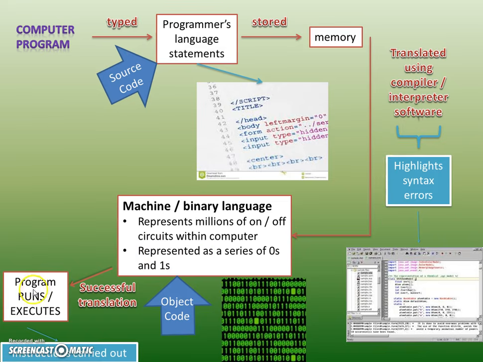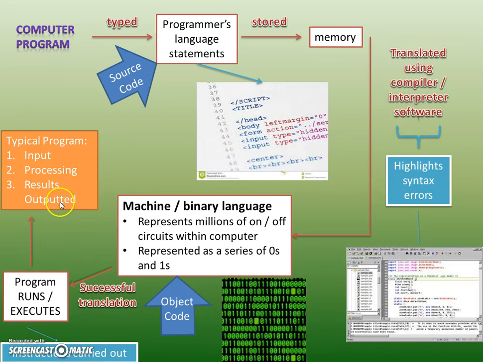Now the program runs, it executes when there's a successful translation. And what happens is instructions are carried out. So a typical program is input, processing, and the results are outputted. So we input, we process, and once we run it, we output the results.